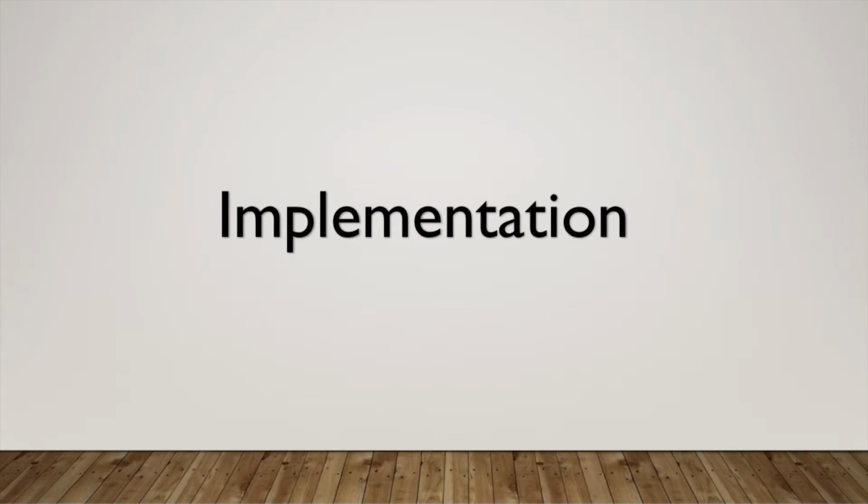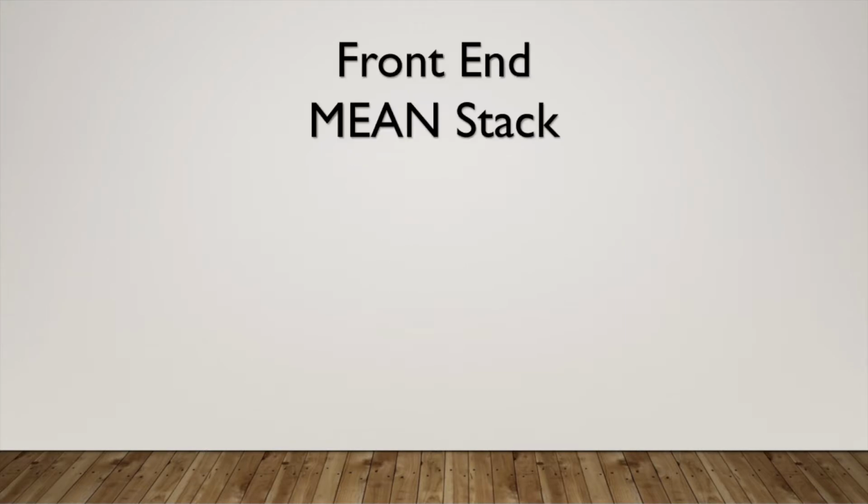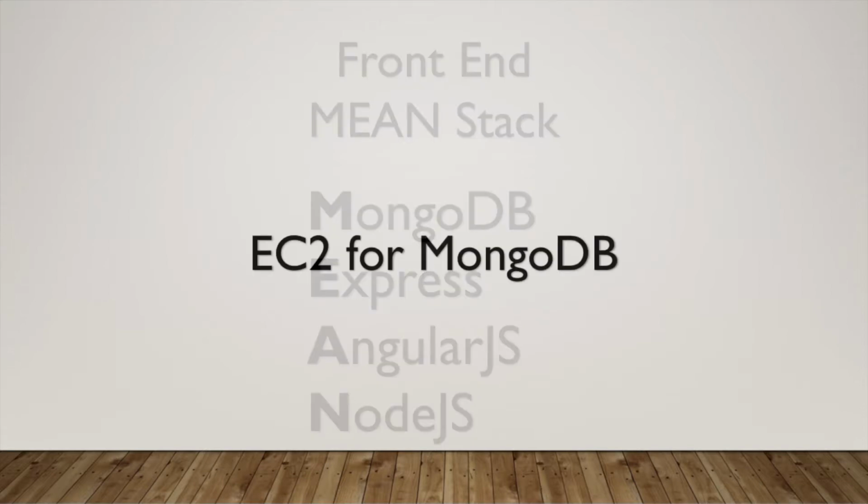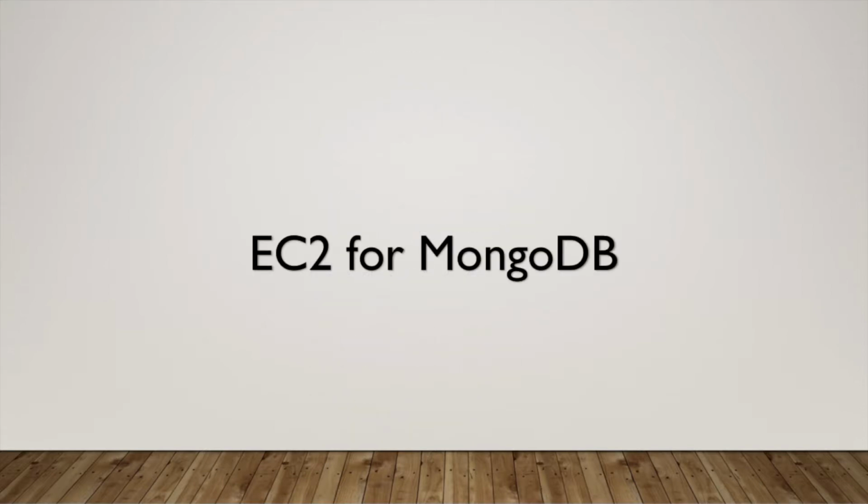We have used MEAN Stack technology for creating the whole project. MEAN Stack stands for MongoDB, Express, Angular, and Node.js. MongoDB is used to create the backend part, that is the database, and Express and Angular for the front part, while Node.js is used to deploy the code. It's an application server. So I'll just show you how we used various instances.